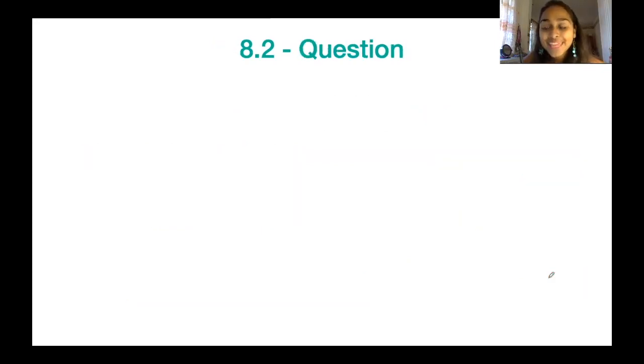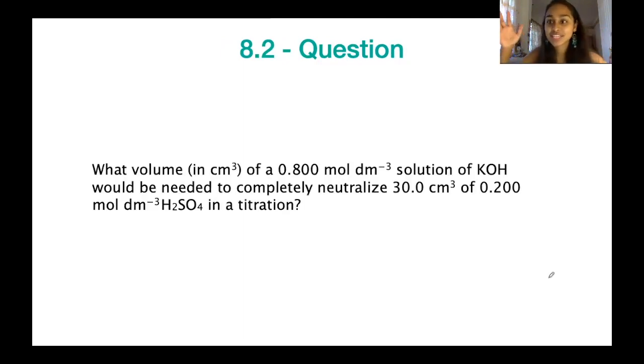Good. So that's all about balancing your equations. The other question that you can get in 8.2 is kind of a bit of a calculations question. So it combines stoichiometry and your understanding of acids and bases reaction.